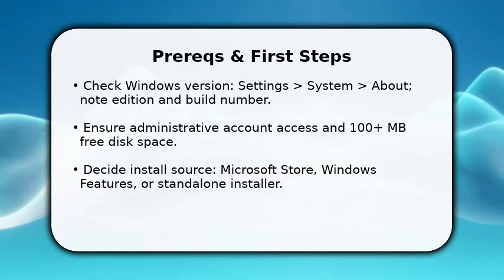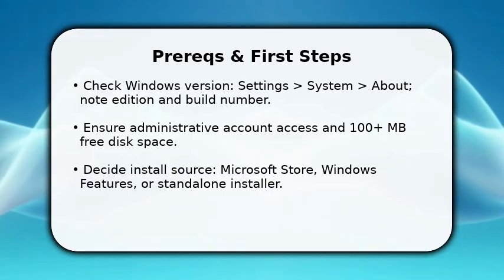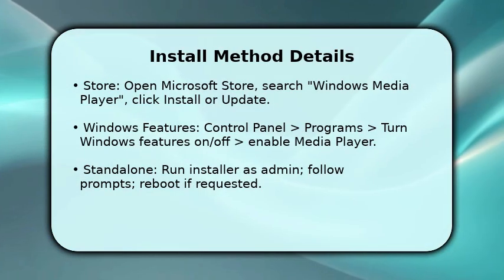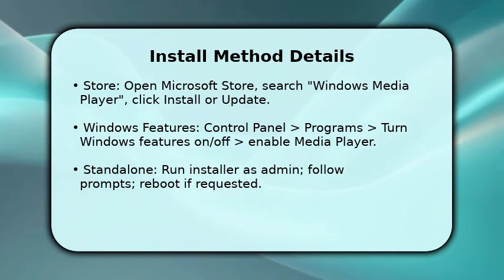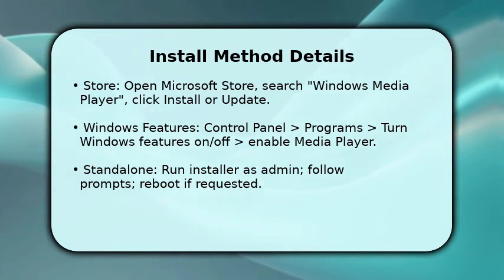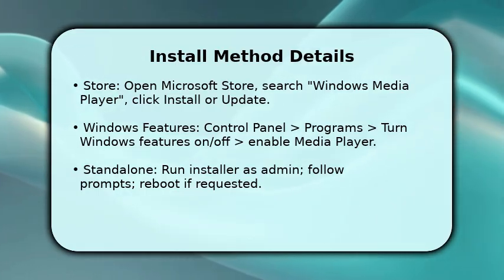I'll guide you through each path step by step so you don't pick the wrong file or miss a required permission. If you chose the Microsoft Store route, open the store, search for Windows Media Player, and press Install. This keeps it updated automatically. Alternatively, using Windows features works for built-in additions.